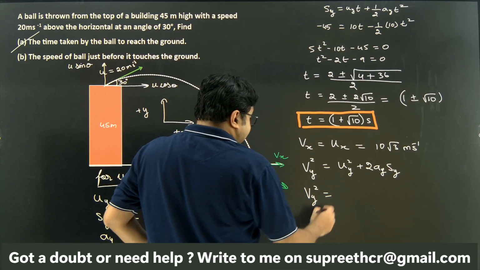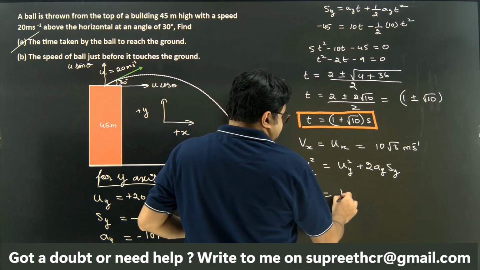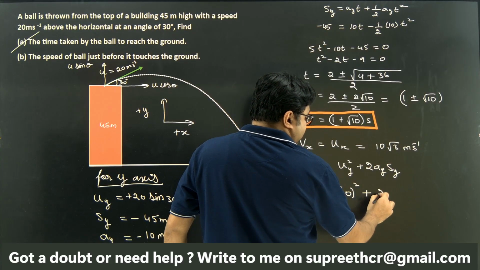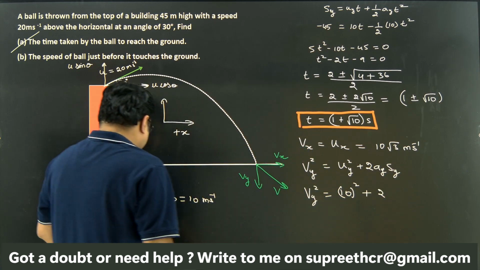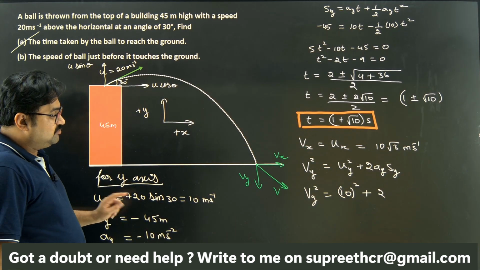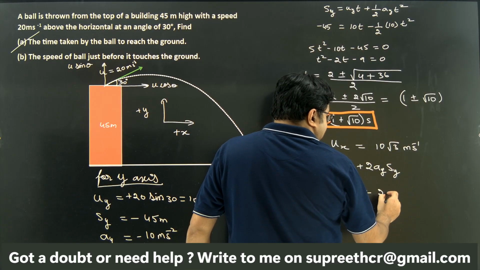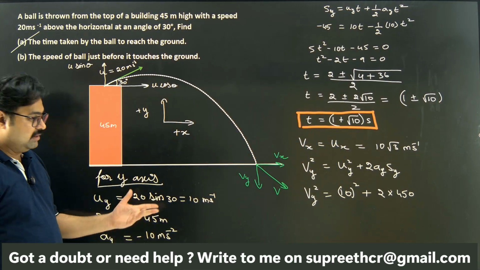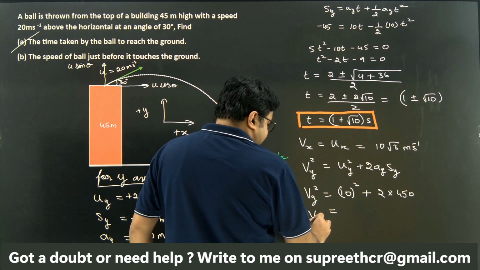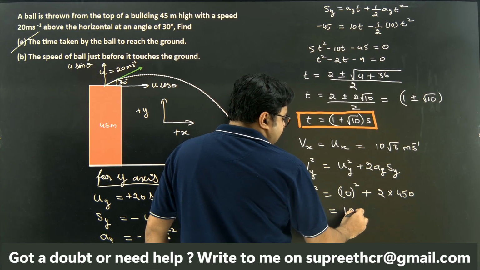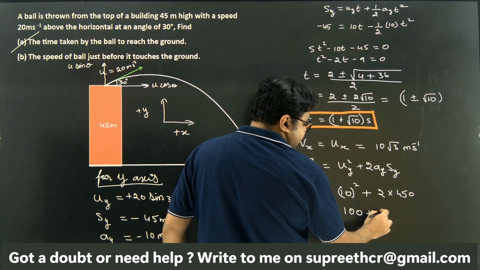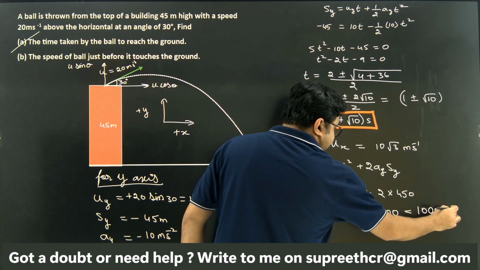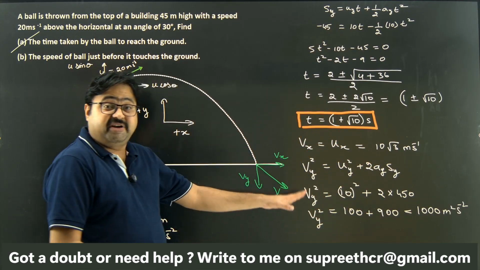U, dear friends, is 20. Sin 30 it is going to be, which is 10. You have 10 square plus 2 into, both ay is minus 10 and sy is minus 45. Minus into minus will become plus. So this is going to be 450, right? 45 multiplied by 10 would be 450. So what do you have at the end? Vy square, dear friends, would become equal to 100 here plus 900 here, which is 1000 meters square per second square, because this is Vy square.